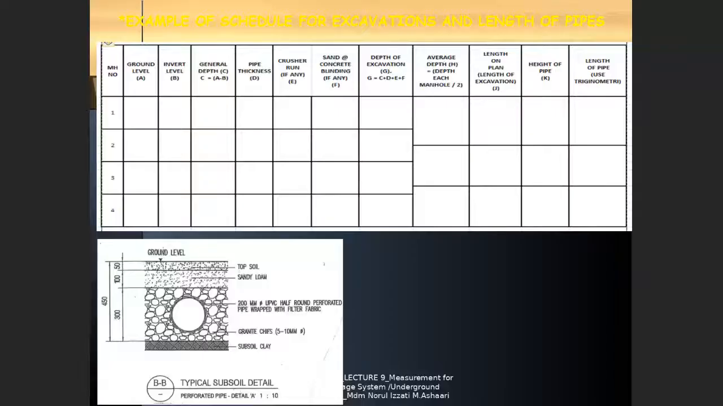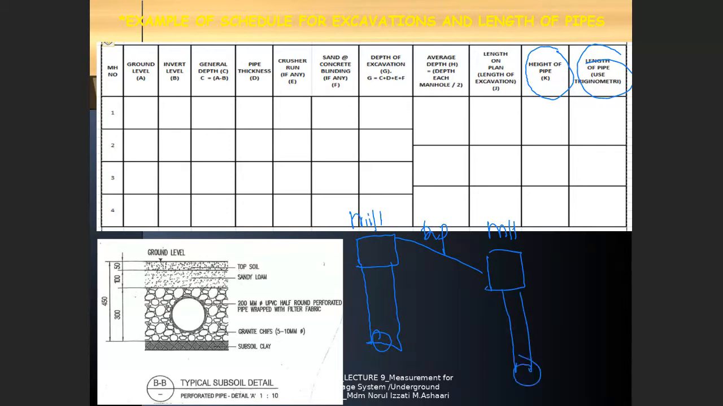Okay, look at this. The height of the pipe and the length of the pipe, you have to use trigonometry. So what you can do is, I'll give you one example in section view so that you can easily understand. This is your pipe. This is your MH number 1. This is your MH number 2. So deeper you have the pipe work, right? This is your pipe. This is the length on plan maybe. How do you get the length of this pipe?